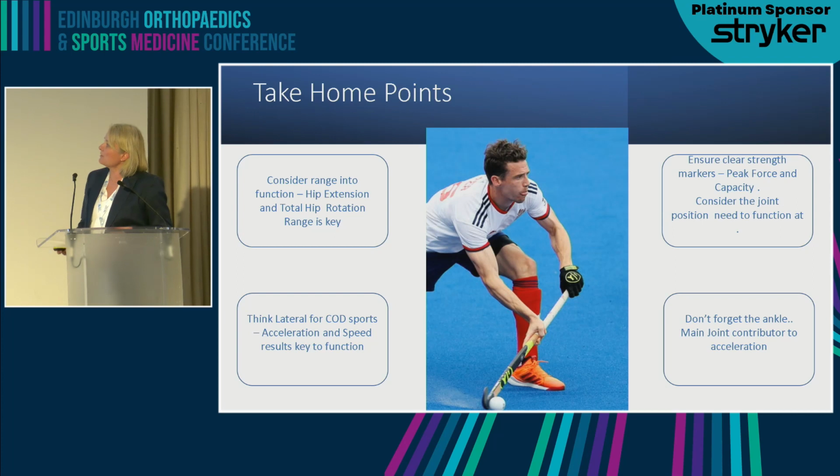The bits I would add on is that we really need to remember that we ensure we're really clear about what our strength markers are in relation to the sports that we are looking at, all the athletes we're trying to rehabilitate. Again, range is crucial, but it could be combined range and not just isolated hip extension. How does it work in terms of the trunk? Think lateral for change of direction sports. And don't forget the ankle if you're involved in acceleration.